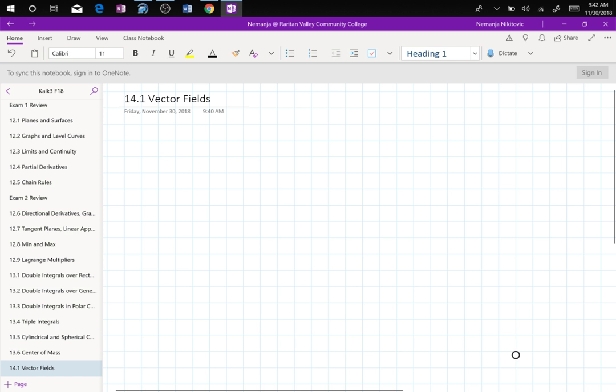Chapter 14 on vector fields. So the first lecture is on vector fields. And this one will help you understand, for instance, wind and flow of a liquid or something. It's interesting.